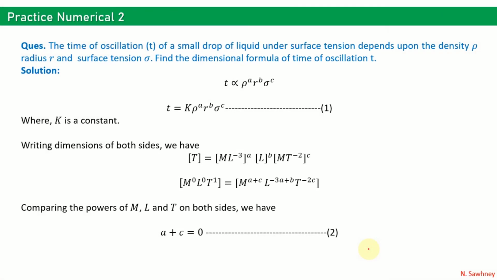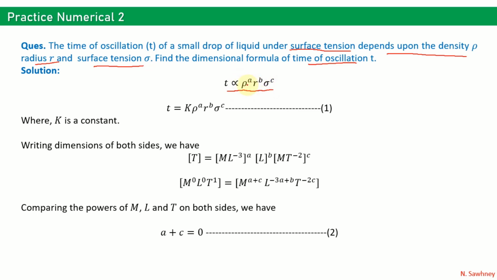Second numerical. The time of oscillation T of a small drop of liquid under surface tension depends upon the density rho, radius r and surface tension sigma. Find the dimensional formula of time of oscillation T. That is, T is proportional to density, radius and surface tension.